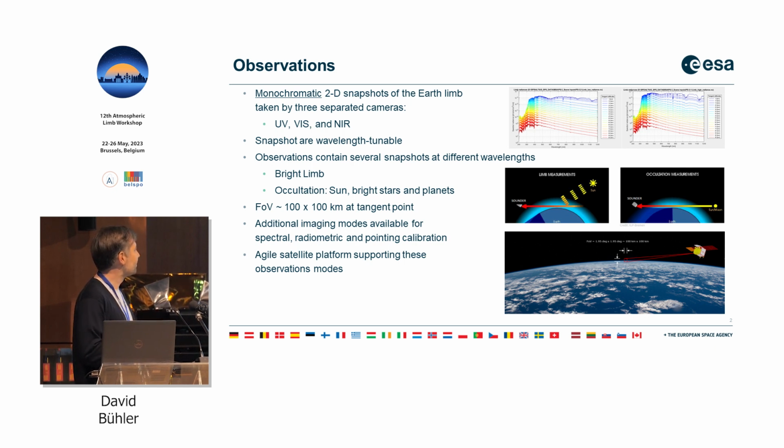So we look at the bright limb, and we also have occultation mode of the sun, bright limb, planets, and also the moon. We have a field of view of about 100 by 100 kilometers, or about 2 degrees. But of course, the great thing about this platform is its agility and to image many different objects.